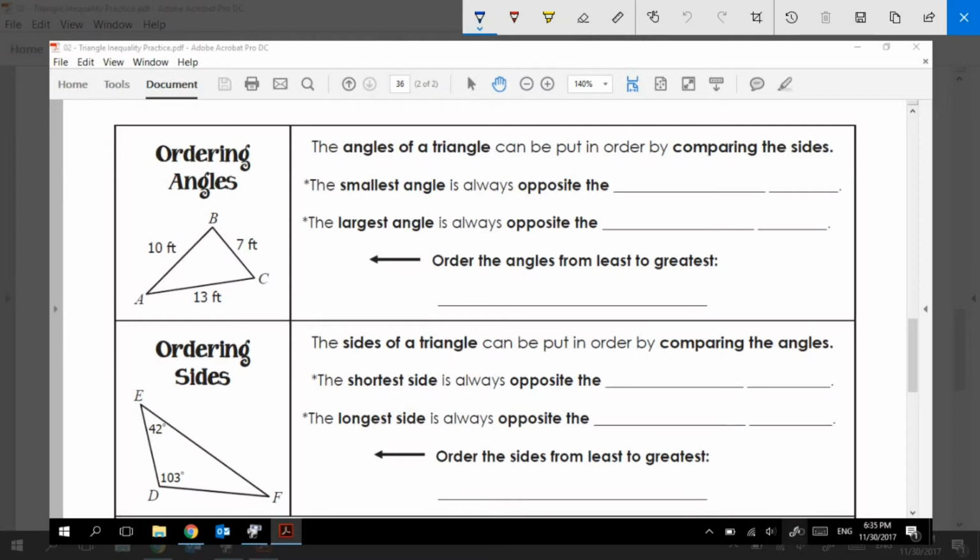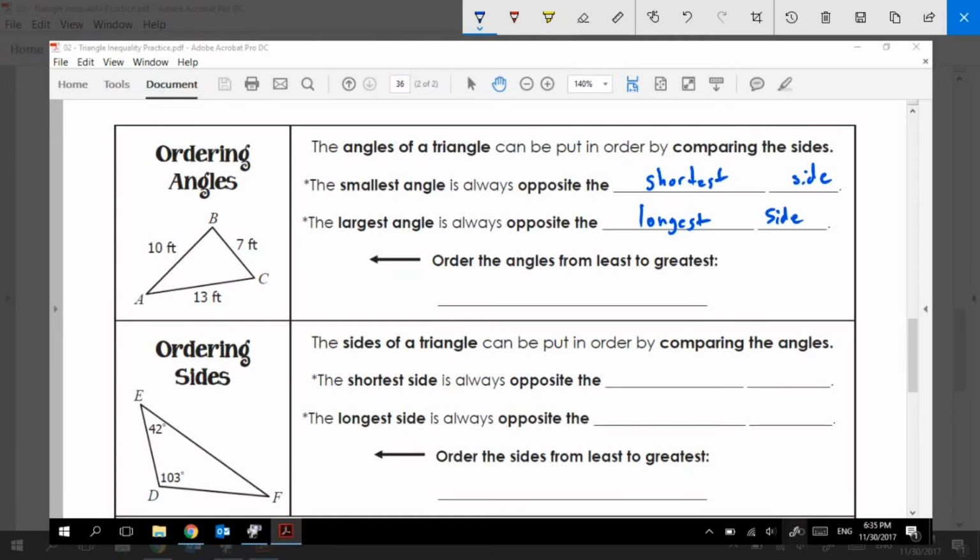The smallest angle is always opposite the shortest side. And the largest angle is always opposite the, what do you think it is? The longest side, yeah! If that's what you said, give yourself or your partner or your table mate a high five. It's the longest side.